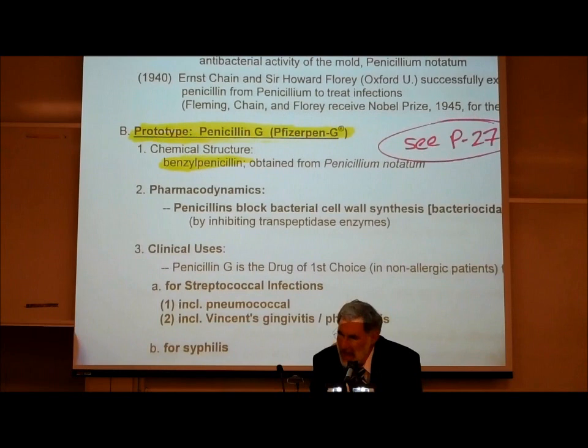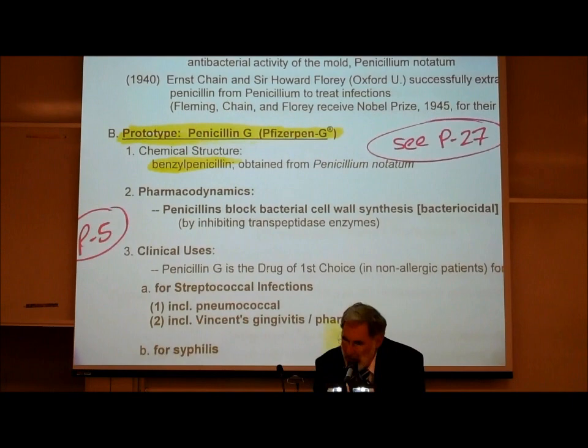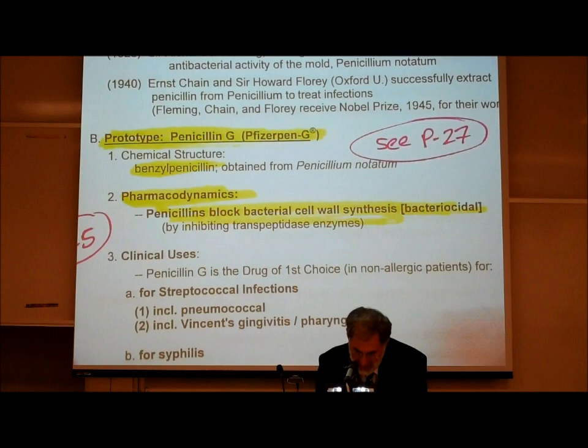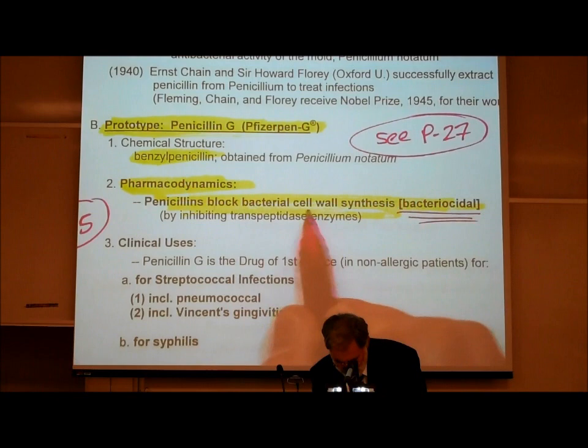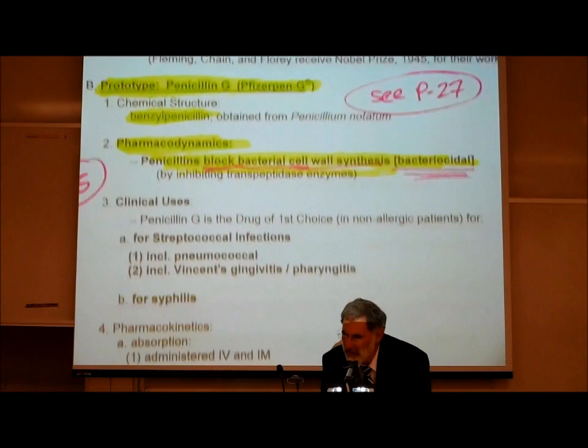So, back on page P5, what's the pharmacodynamics? How do all penicillins work? They interfere with bacterial cell wall synthesis. They actually interfere with an enzyme called transpeptidase, and they are bactericidal. They interfere with bacterial cell wall synthesis. Now, we've explained what the classic penicillin G looks like.